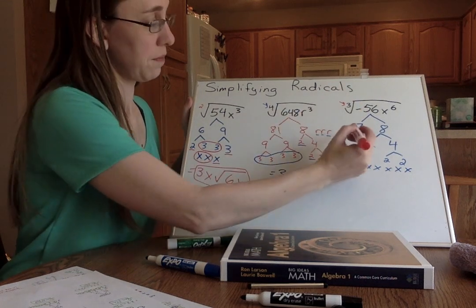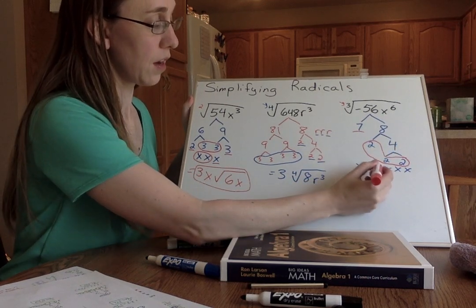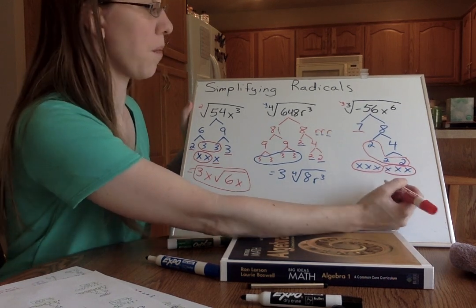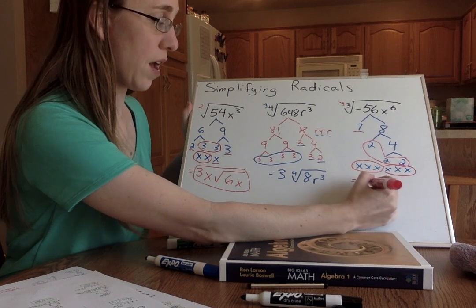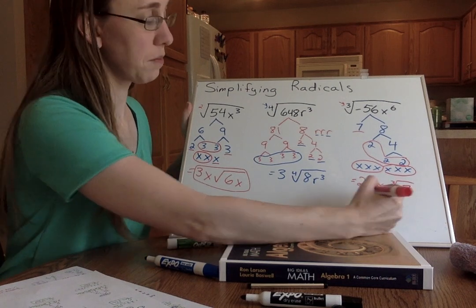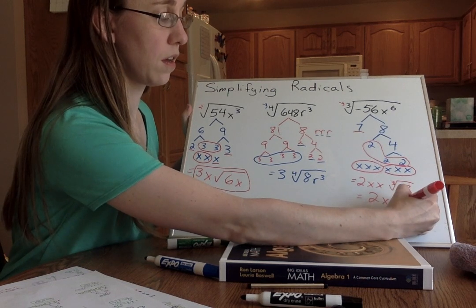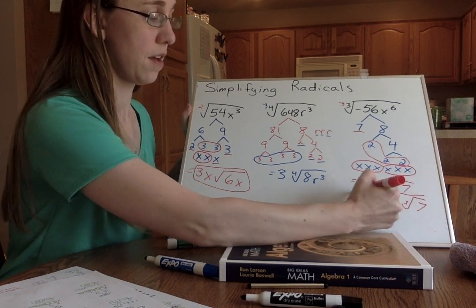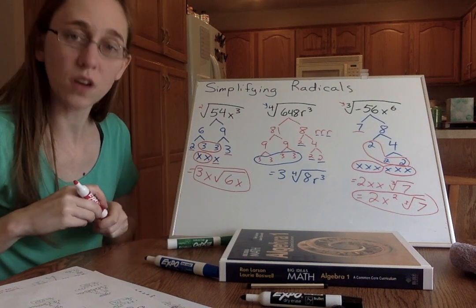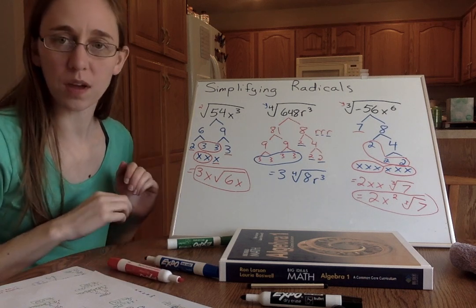We need that 3 of a kind. 7's all by himself. I do have 3 2s, so I'll circle those. Here's 3 x's. Here's another 3 x's. So we're going to have 2 x's that come out. So we have the 2, we have an x, we have an x, and then we still have that cube root of 7. Well, x times x is x squared, so our final answer would be 2x squared times the cube root of 7. So sometimes your variables will completely come out, just like sometimes your numbers will completely come out. So that's simplifying with numbers with variables.